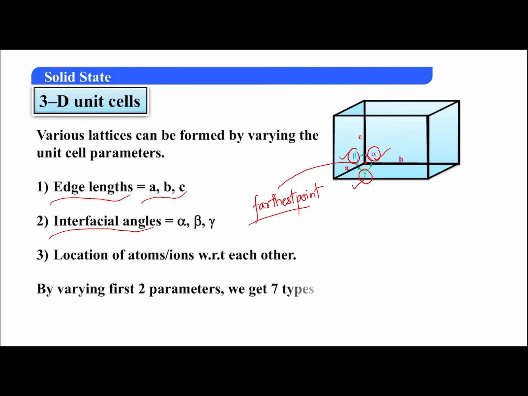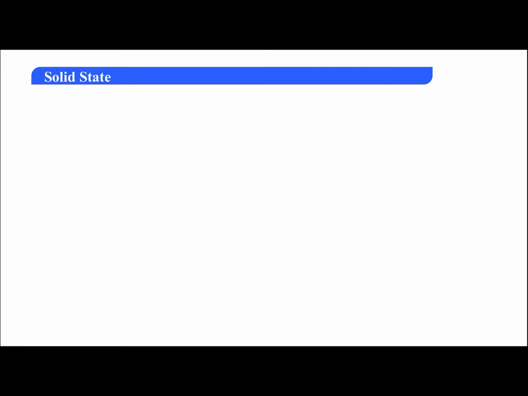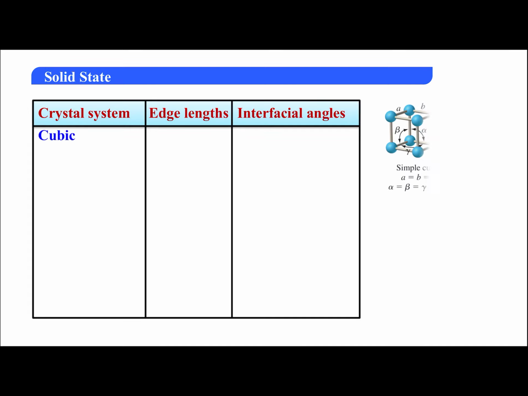Location of atoms or ions with respect to each other: by varying the first two parameters, we get 7 types of unit cell called crystal systems. So, crystal systems have a variation in edge lengths and interfacial angles. What you are able to see on the diagram is the cubic system. Cubic system, how to visualize it?